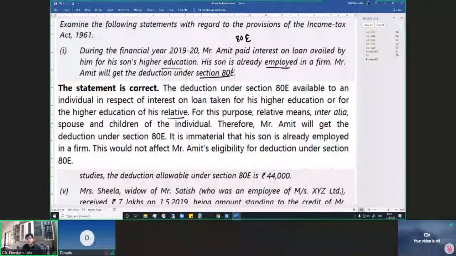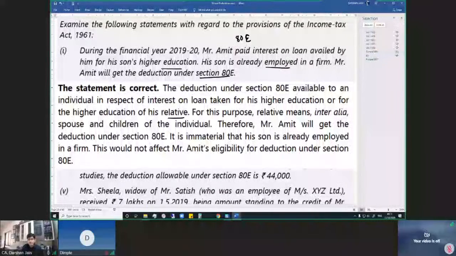However, if the son decides to claim it in his own return of income, in that case, Mr. Amit would not be able to claim it. But since Mr. Amit has paid it, he could claim the deduction under section 80E. It is immaterial whether the son is already employed or not.